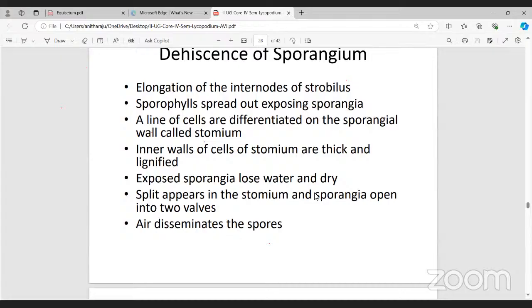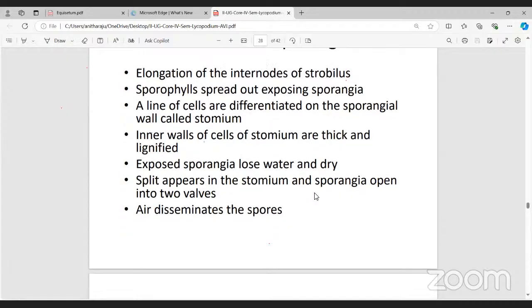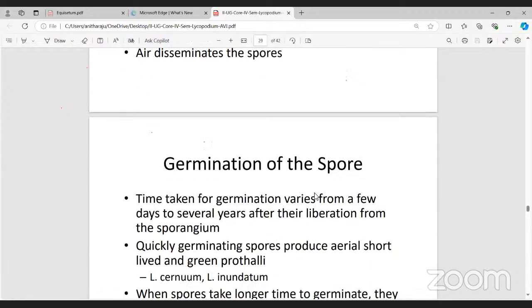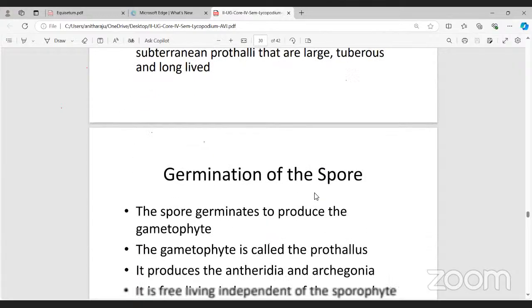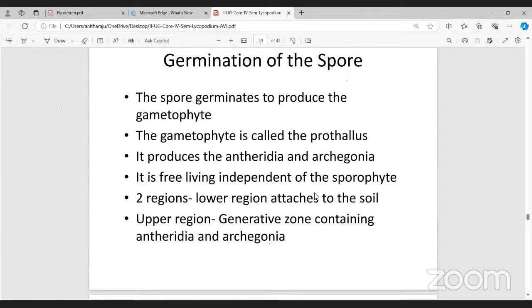When the cone reaches the maturity stage, dehiscence occurs automatically and the spores are released from the sporangia. They are disseminated over a sufficient area, and later they settle in a suitable place and germinate to grow as a gametophytic plant. Germination of spore. No need to write all this.